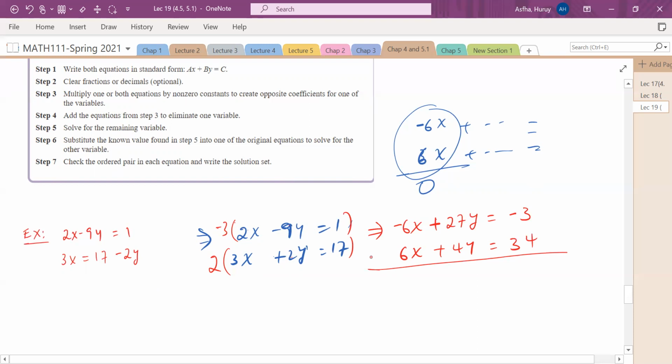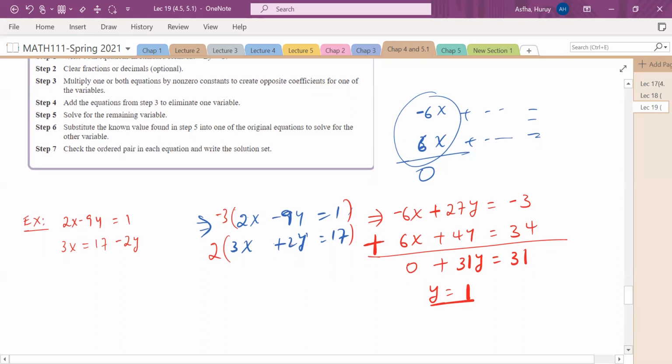Now we add the two equations. So -6x plus 6x is 0. You don't need to write this one, but just to show you, this is 0. And if we add these two, we have 31y. And we add these two, we have 31. So divide both sides by 31, we get y equals 1. Then you can use this value and substitute in one of these. It doesn't matter which one you pick, and you solve for x.